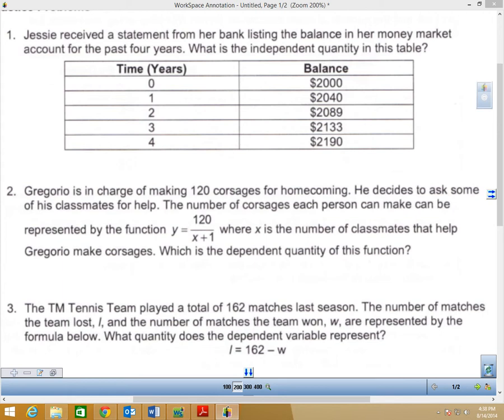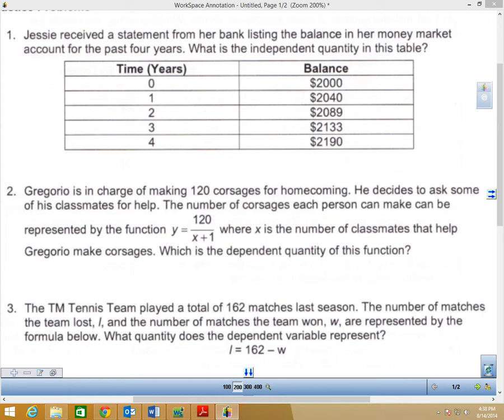It says Jessie received a statement from her bank listing the balance in her money market account for the past 4 years. What is the independent quantity in this table? Okay, if you will turn in your quantities, values, units, independent and dependent variables packet to page number 4, it will really help you with all of these. Okay, you need to get in the habit of going back and forth and checking those problems against your packet to make sure that you're getting the independent and dependent right. Eventually you won't need to do that, but right now it's a good practice. That packet should be in your notebook, so it shouldn't be a problem to go back and look at it.